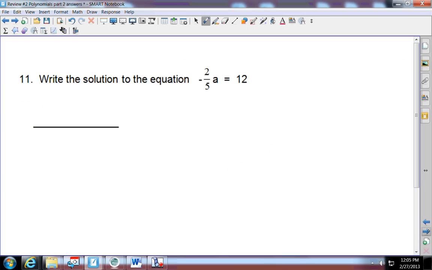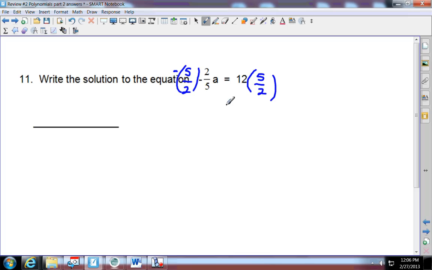Number 11. Write the solution to the equation. Now, a lot of people get messed up with the fraction. I need to multiply each side by the reciprocal. That means to flip it over. So I flip it over and it becomes 5 over 2. And actually I need to make it a negative because negative times a negative is a positive. I need my a to be positive. So over here I'm going to change it to 5 over 2.